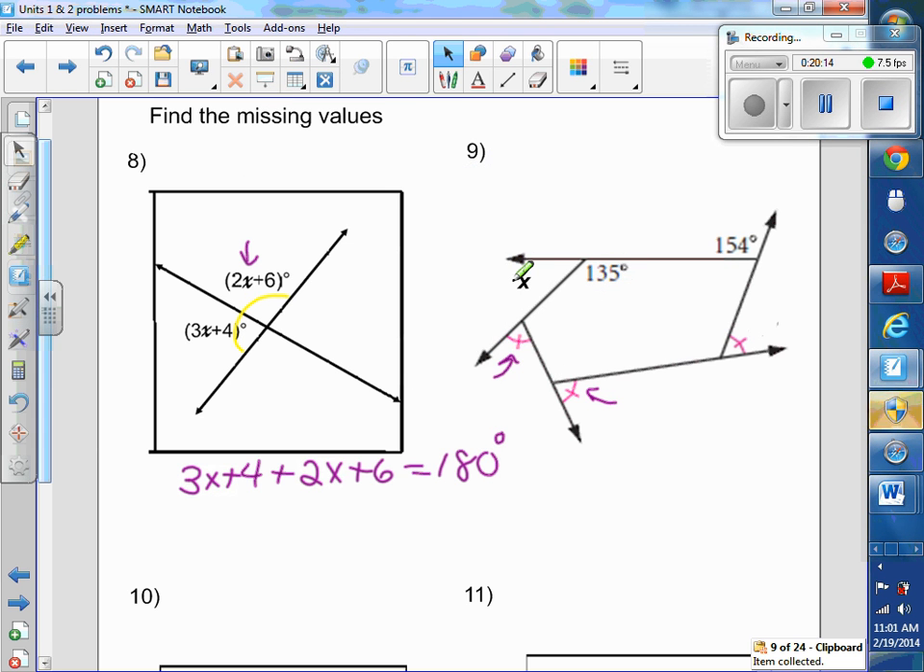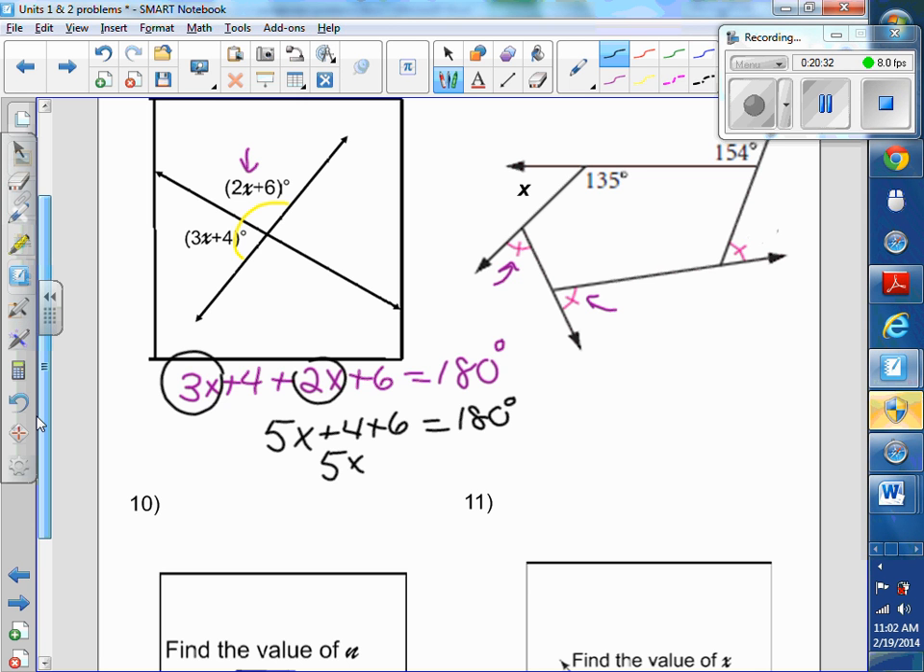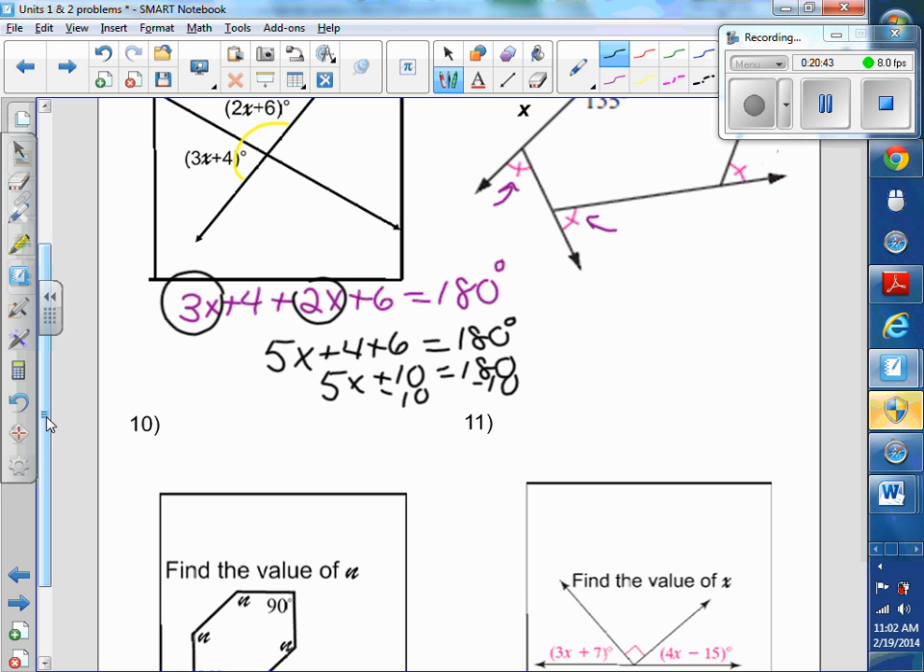Okay, so that's a hard problem. You would add the x's together, right? 3x and 2x makes 5x. 5x plus 4 plus 6 equals 180. This is a challenging problem because there's algebra and geometry. 5x plus 10 equals 180. Subtract 10. You guys understand where I'm going with this? So 5x equals 170. Divide by 5.